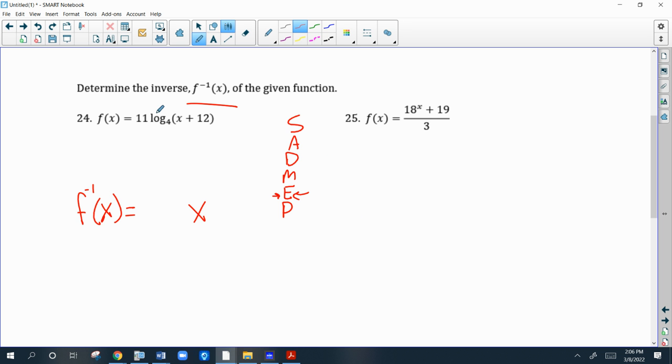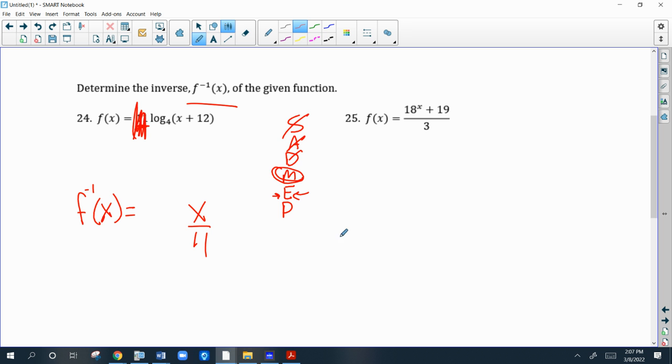So when you look at this problem, the first thing you should see is you have an exponent, log base 4. You have these parentheses. Those are the last two things you'll take care of. The first thing is this multiplication. You're multiplying by 11. So you have to undo the multiplication. There was none of this. So undoing multiplication is division. So to get rid of the 11, divide by it. Gone.